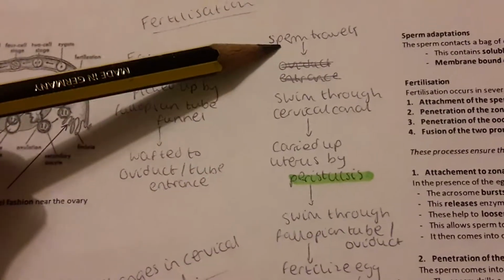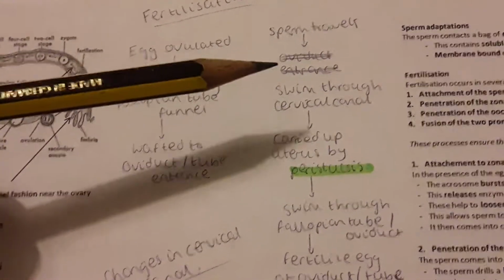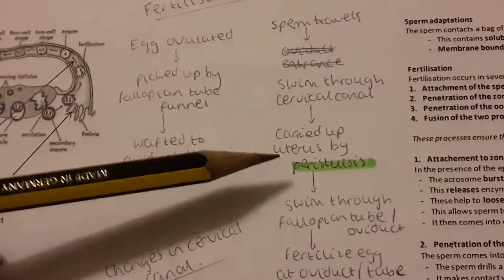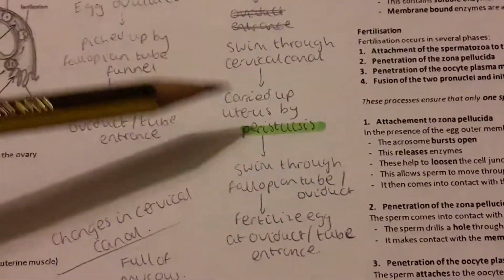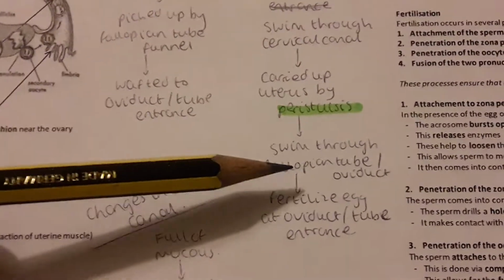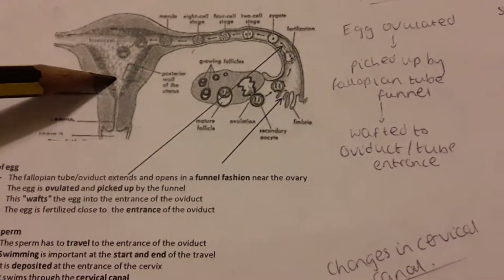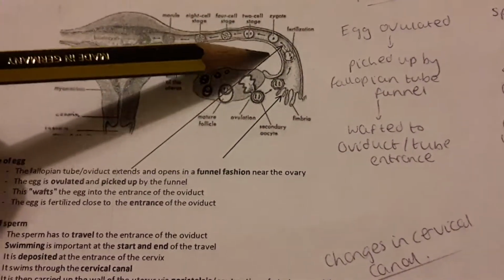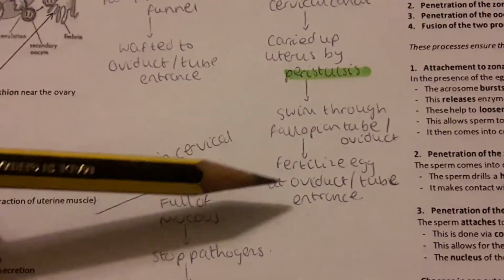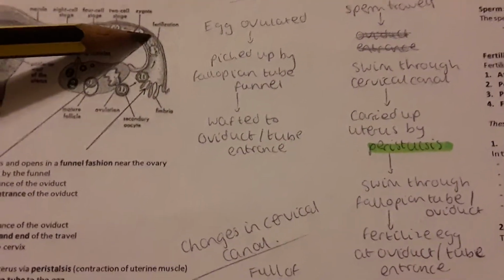And then if we look at the path the sperm travels, it swims through the cervical canal. However, in the uterus, it's carried up by peristalsis, so it's not swimming. And then it swims again, so swim, peristalsis, swim, through the fallopian tube or oviduct. So swims here, peristalsis through here, then swims here to where the egg was left. And then it fertilizes the egg at the oviduct or tube entrance, which is here.